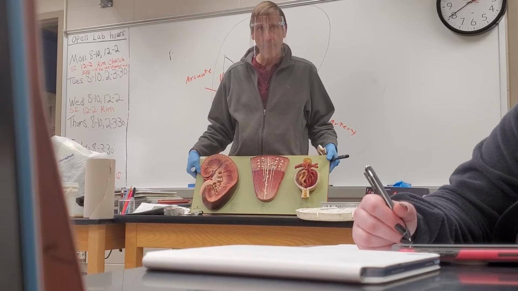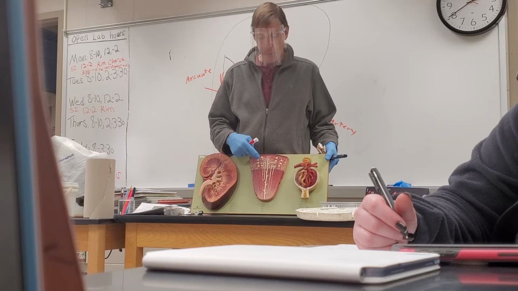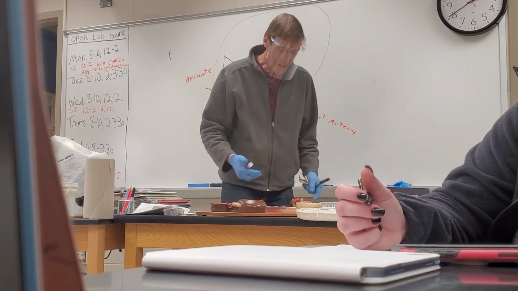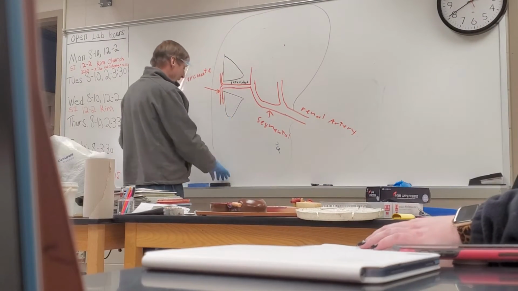So the medulla has, what are those little round things? Those are the Bowman's capsules. Bowman's capsules, up in the cortex. All right, then radiating off.